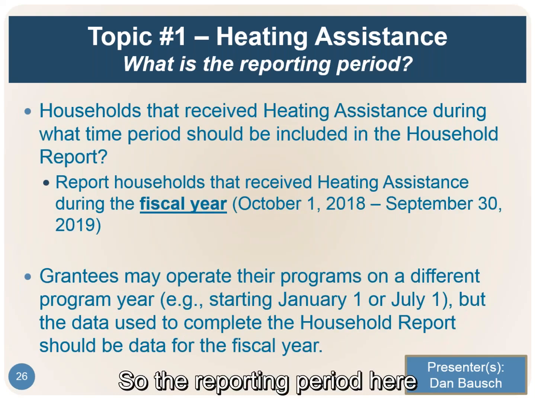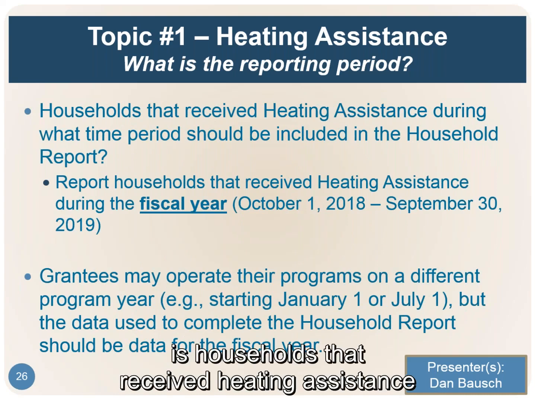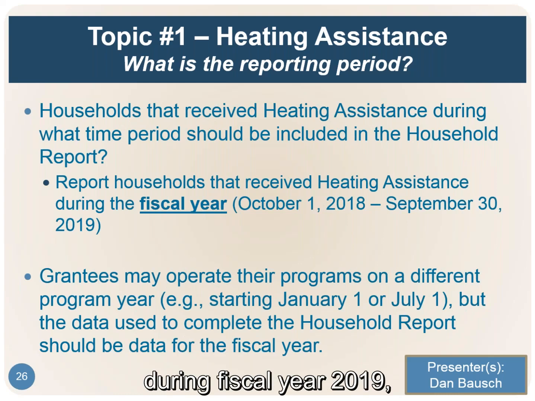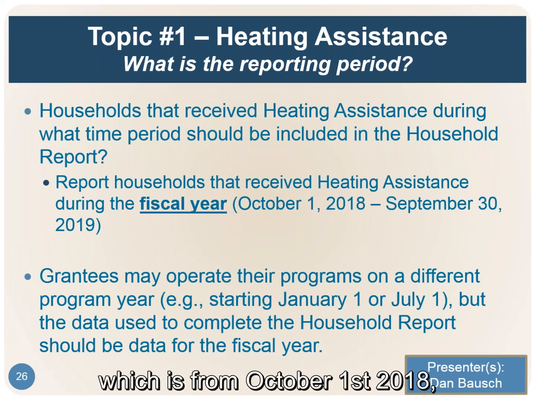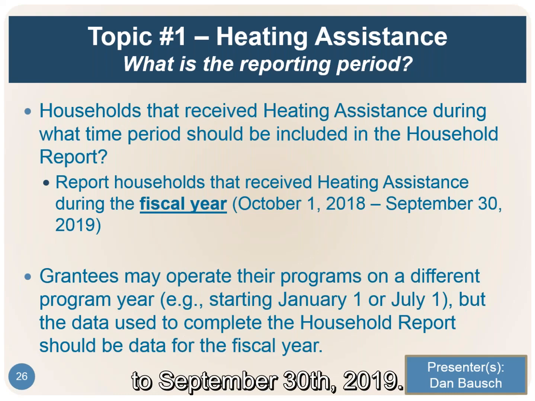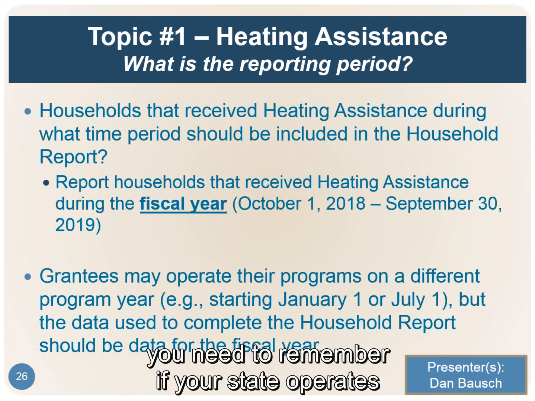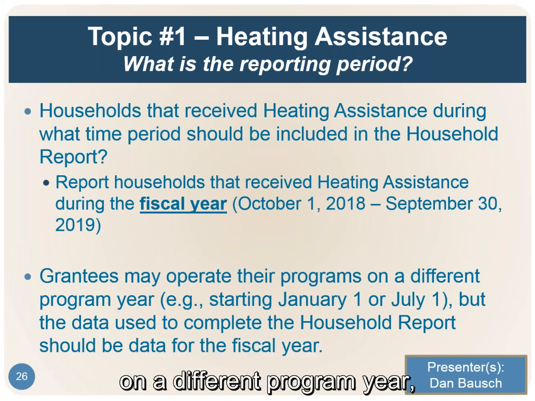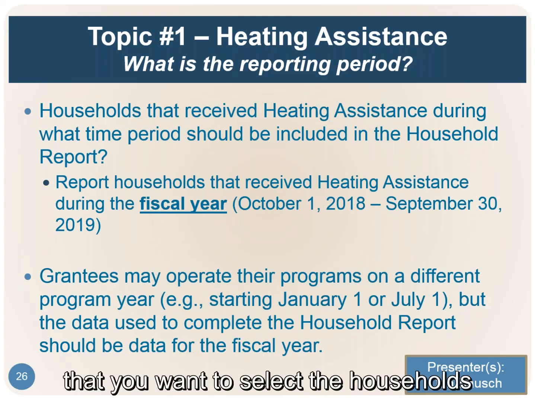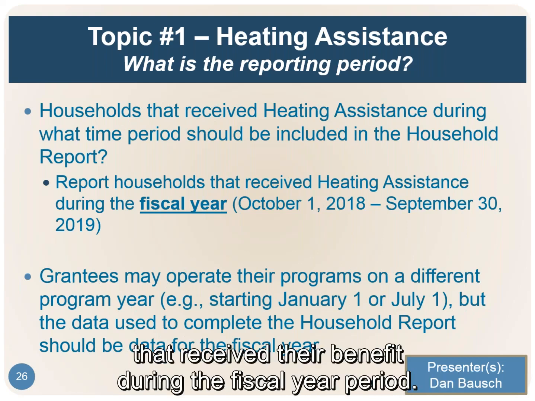So the reporting period here is households that received heating assistance during fiscal year 2019, which is from October 1st, 2018 to September 30th, 2019. So when you're identifying those households, you need to remember if your state operates on a different program year, that you want to select the households that received their benefit during that fiscal year period.